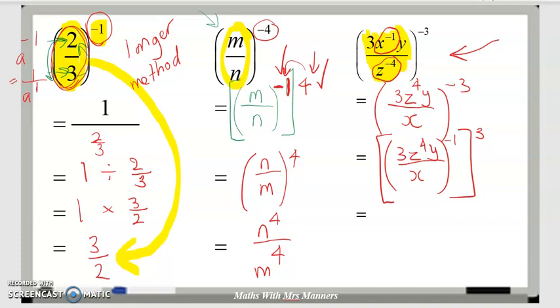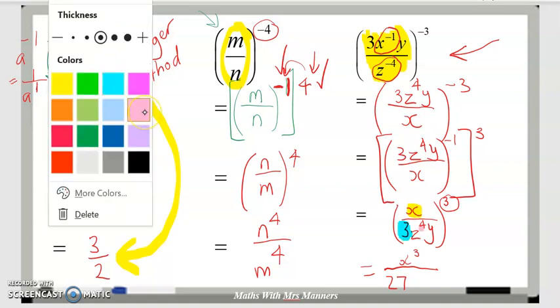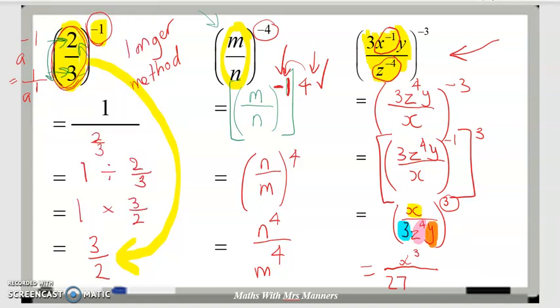And when we raise a fraction to the power of negative 1, we can take the reciprocal. So let's interchange the numerator and denominator, and then let's just cube everything. So x to the power of 3 is x cubed. 3 to the power of 3 is 27. Don't forget, every single term inside that bracket needs to be raised to the power of 3. So every part, that means the x, the 3, the z to the 4, and the y. So we'll do them all one by one.